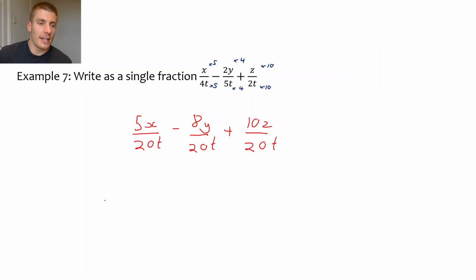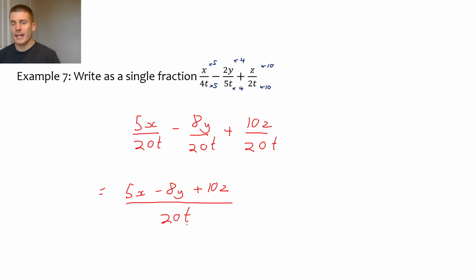So I can write it now as 5x minus 8y plus 10z over 20t. Now, can I simplify this any further? Well, I can't, because if I look at the numerator, you've got different variables. You've got x, you've got y, and you've got z. These are all different, so you can't do anything there. And the denominator is now on its own, 20t. So I've simplified it, and I've written it as a single fraction.